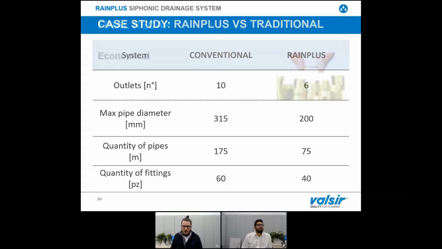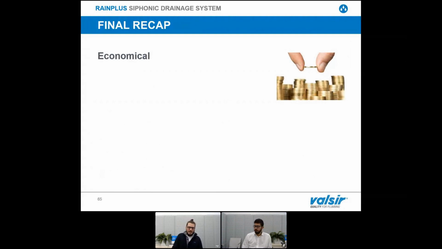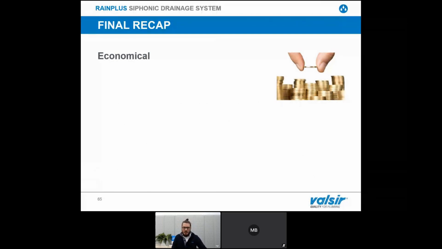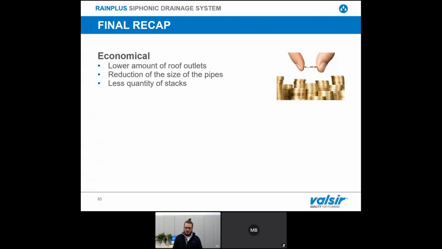So we will do a final recap of the Siphonic system in general, and we look at the main advantages again. You have economical advantages because, as mentioned by Michele, you have a lower amount of roof outlets to install, a reduction of the size of the pipe, so a reduction of the maximum diameters, also of the cost of the pipe itself, and a lesser quantity of stacks. It means a lesser quantity of pipes and fittings to install. And as Michele mentioned, this is really important in this period because you have to pay attention to the number of people that you're going to use on the building site. So having less material to install is important.